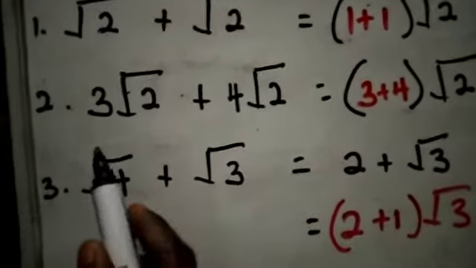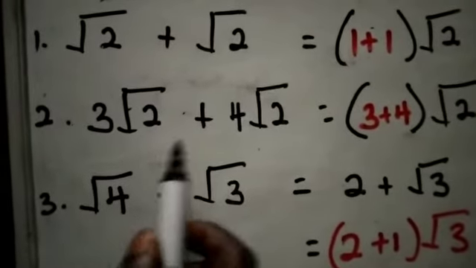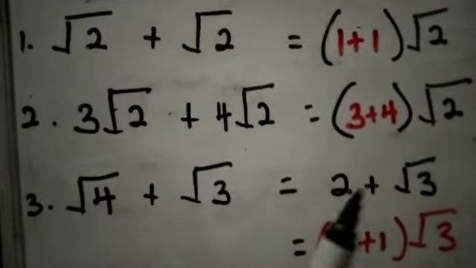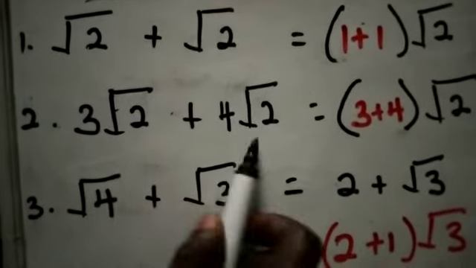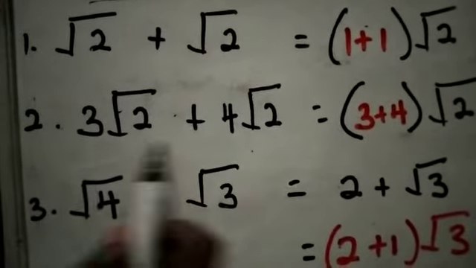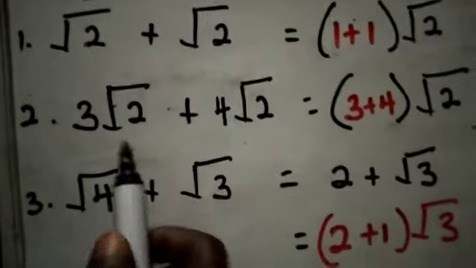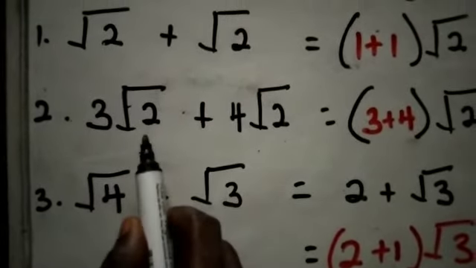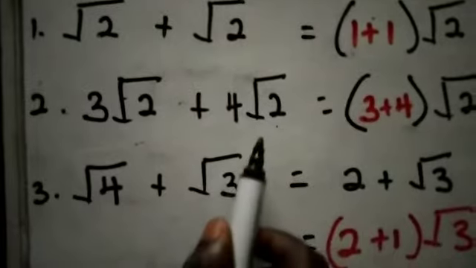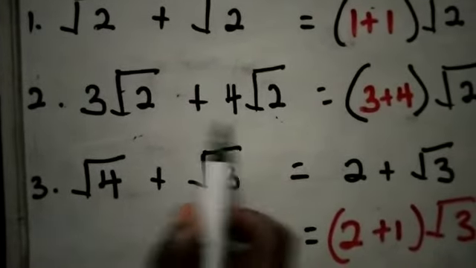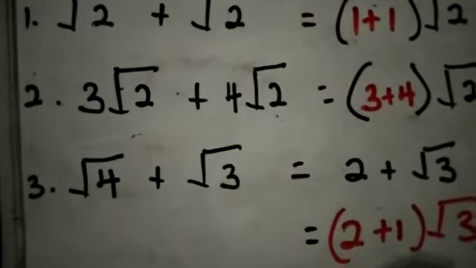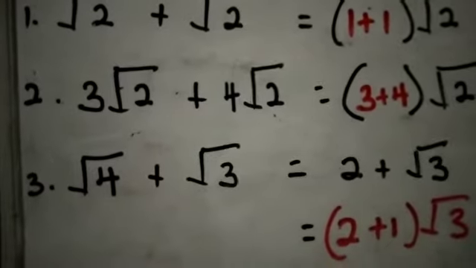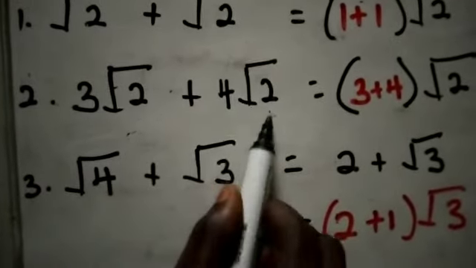So the second example here is 3 root 2 plus 4 root 2. The first question you should ask yourself is, can I add these two? Just look at each as one number. Under what circumstance do you add them? That is the point. If the numbers under the square root are the same, then I can combine the two, or I can subtract them. If they are not the same, then let's leave it like that. Period.